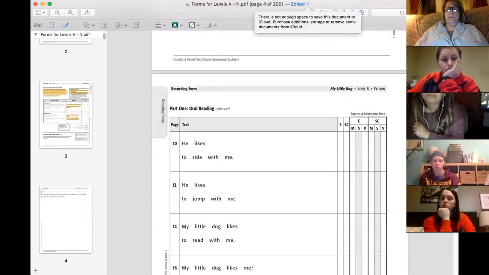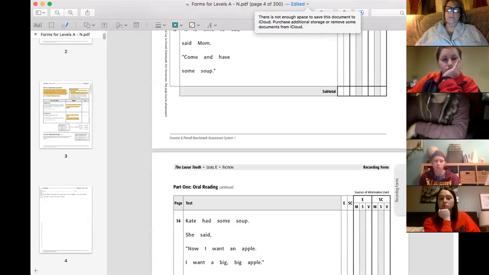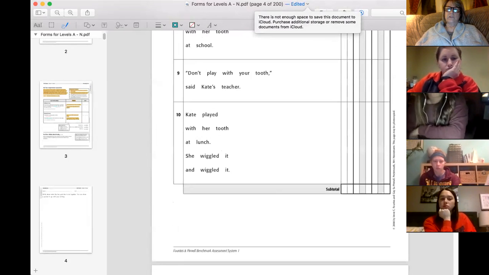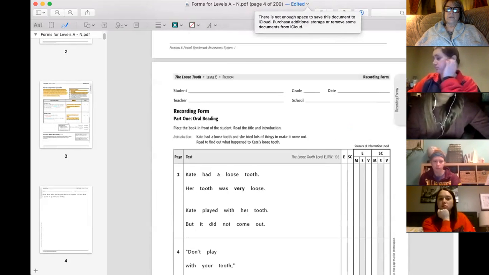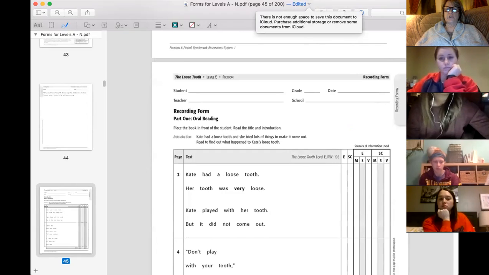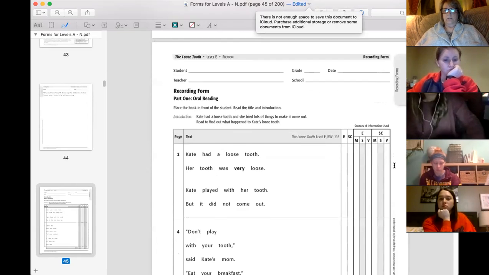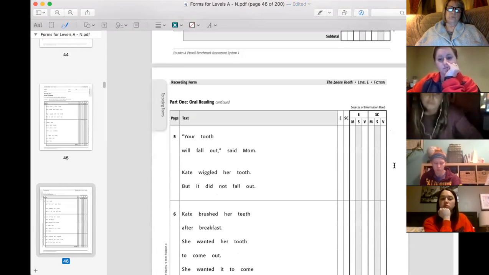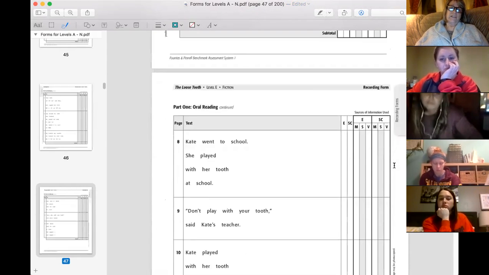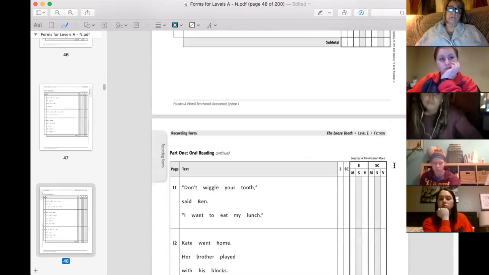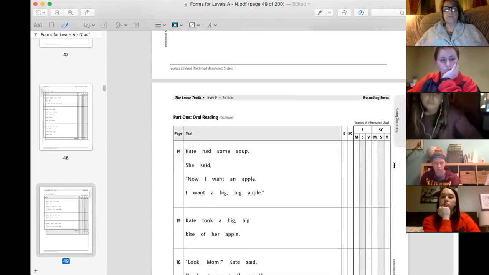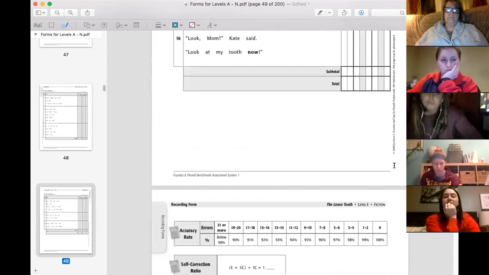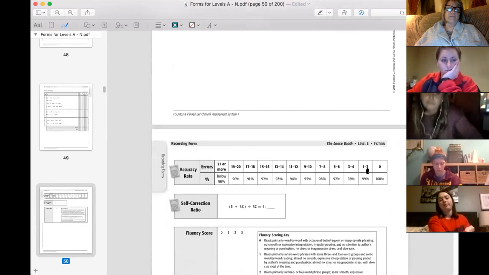So let's look at a higher level. Let's look at a level E. The Loose Tooth, I sent that to some people. So when you find The Loose Tooth, how many pages do you have? You have 1, 2, 3 pages of running record. Oh, 4 pages of running record. See, everyone's different. Oh, I'm sorry, 5 pages. And see, then that chart looks longer because there's more words.